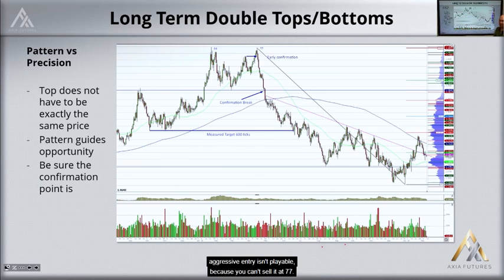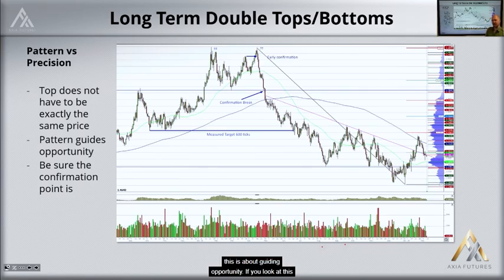So it means that the aggressive entry isn't playable because you can't sell it at 77 and say it's a double top. Because if you think there's 16 ticks worth of variance to the downside, i.e. you can gain 16 ticks ahead of the level and that's okay, that also implies 16 ticks above as well. So that's giving you a minimum 32 tick stop. Realistically, you've got to go over 32, so a 33, 34, 35 tick stop on a trade. So that's one element here.